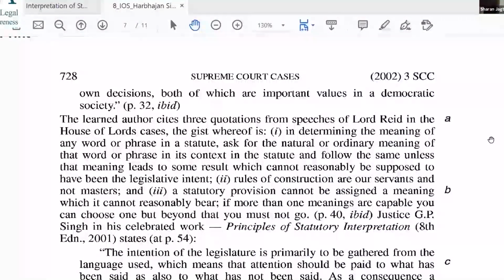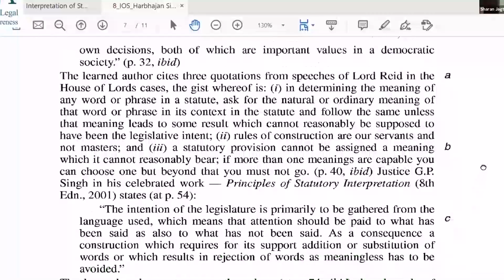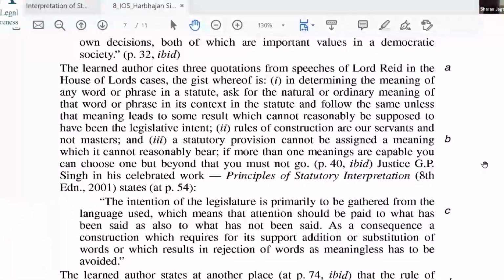The learned author cites three quotations from speeches of Lord Reed in the House of Lords, the gist whereof is: in determining the meaning of any word or phrase in a statute, ask for the natural or ordinary meaning of the word or phrase in its context in the statute and follow the same unless the meaning leads to some result which cannot reasonably be supposed to have been the legislative intent. Rules of construction are our servants, not masters. A statutory provision cannot be assigned a meaning which it cannot reasonably bear.